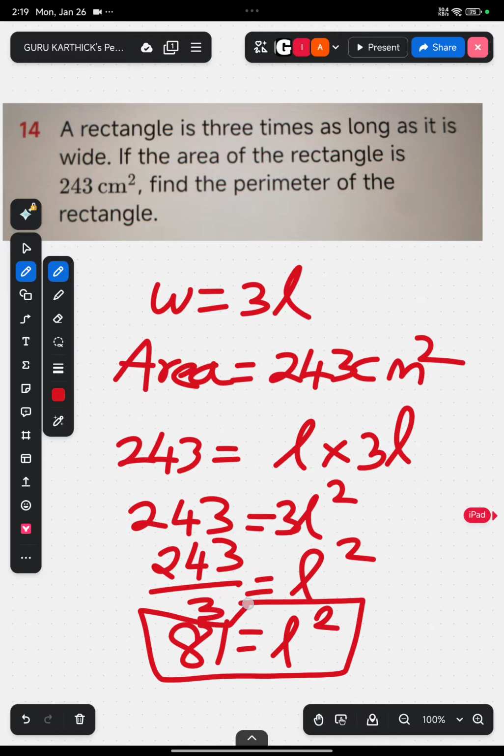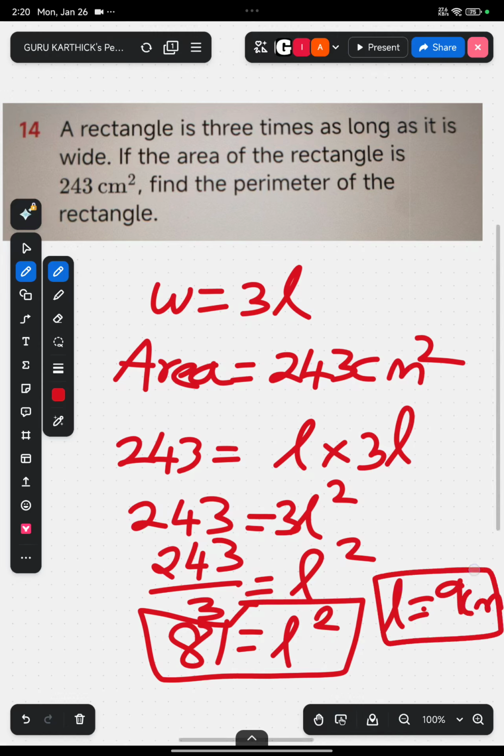Now who can answer this? L square oda value 81 na, what is the value of L? Who can say? L value is equal to 9. Length is equal to 9. Do we have unit here? Centimeter. So length is equal to 9 centimeter. I will write it here. L is equal to 9 centimeter.